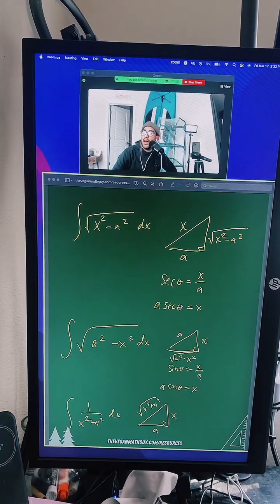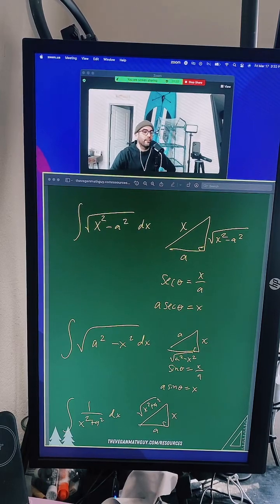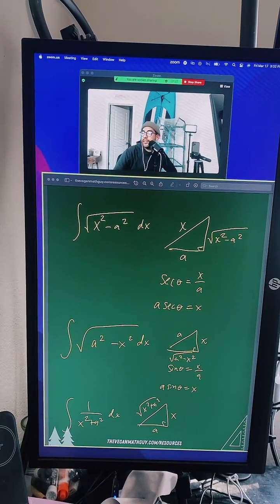Yes, yes. Math nerd, thank you. Yep, I put d theta there on accident, but it was a dx. It's all variables. Perfect.